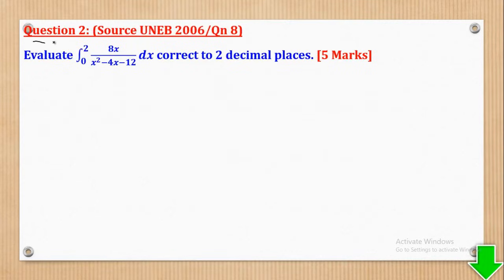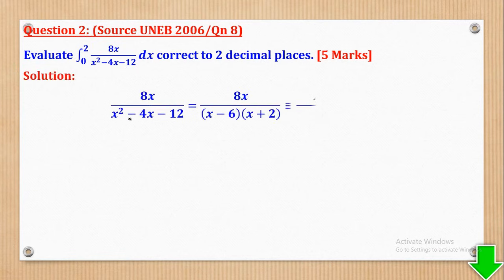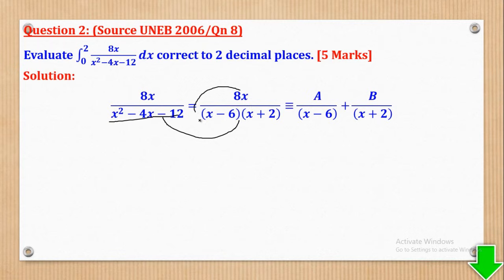So now we shall go to question 2, which came from UNEB 2006 paper 1 question 8, and says evaluate this correct to 2 decimal places. So the thing to realize is that the denominator is factorizable, so I'll factorize the denominator to come up with this, then split the whole of this into partial fractions to come up with this.